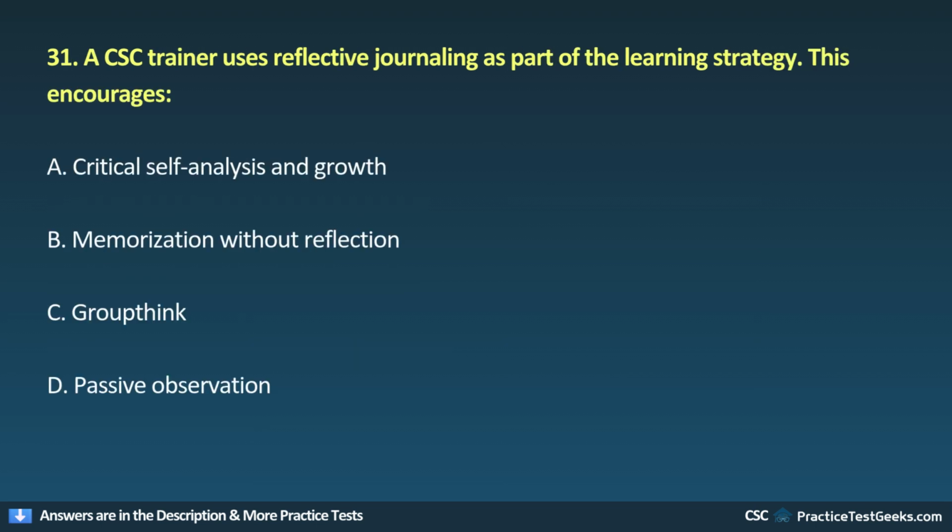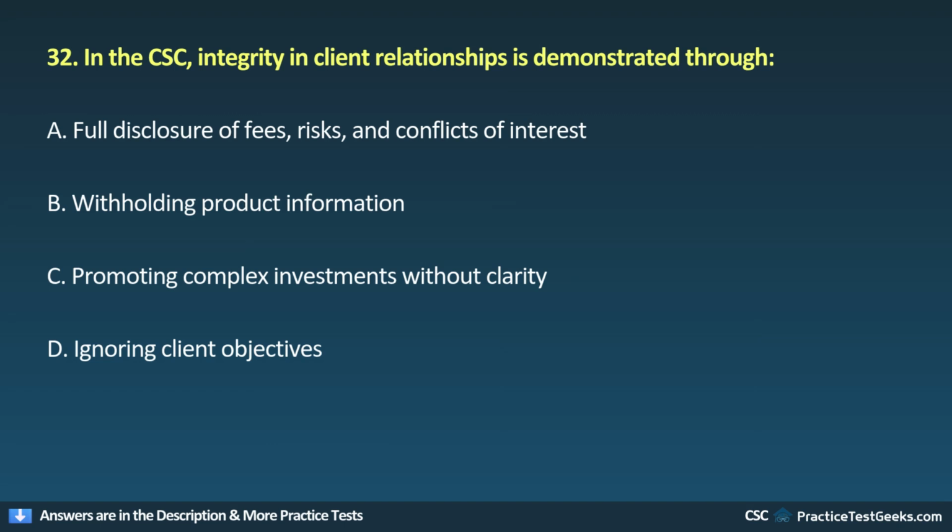31. A CSC trainer uses reflective journaling as part of the learning strategy. This encourages A. Critical self-analysis and growth. B. Memorization without reflection. C. Groupthink. D. Passive observation.